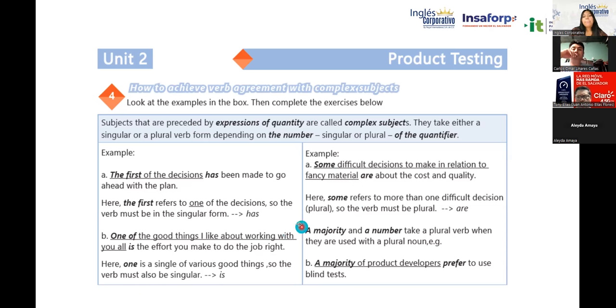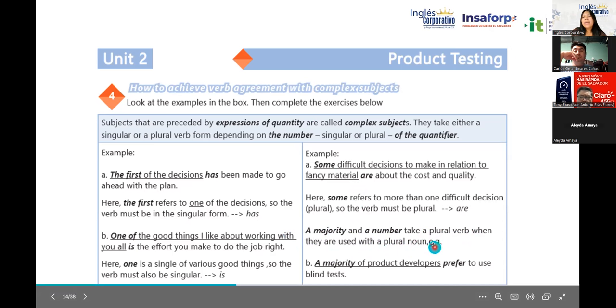Look at this. A majority and a number take a plural verb when they are used with a plural noun. Example given. A majority of product developers prefer to use blind test. I mean, a majority of product developers, right? Even though this is the subject, it says the rule: they are used with a plural noun, developers. So it should be plural.